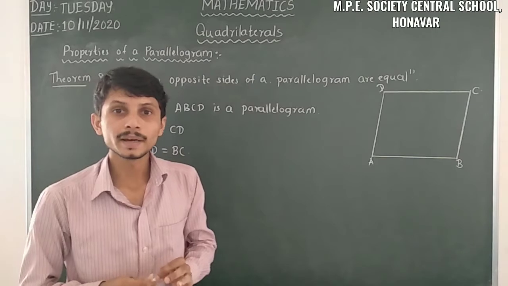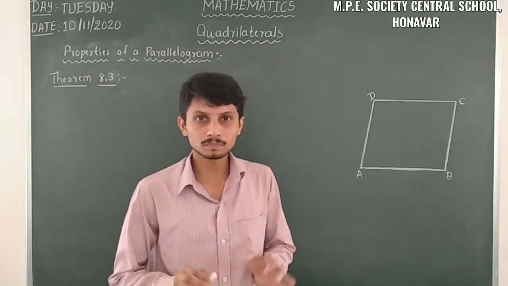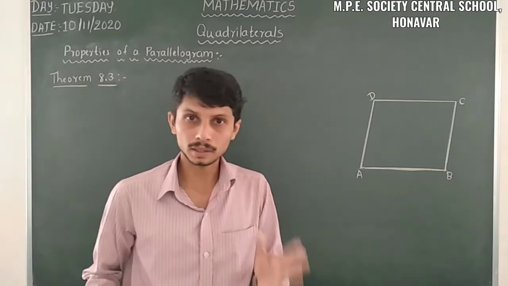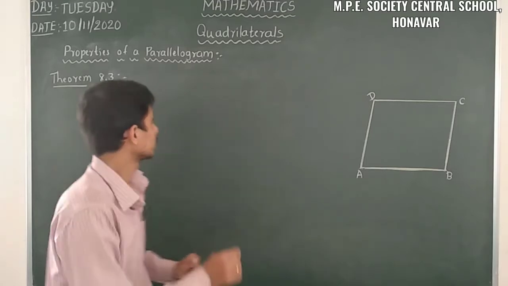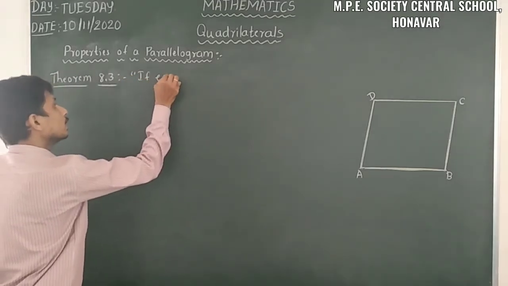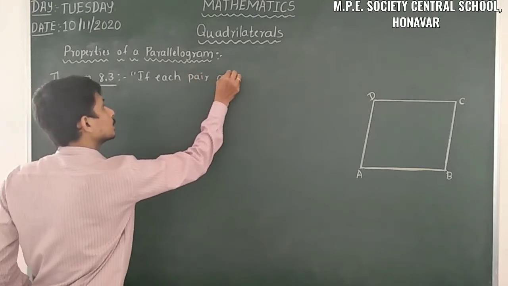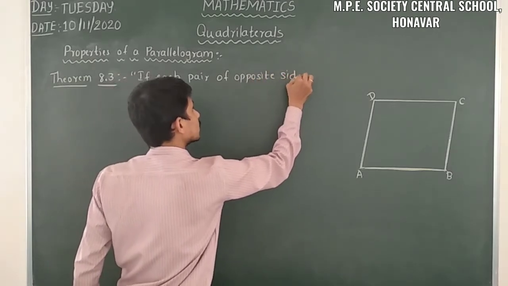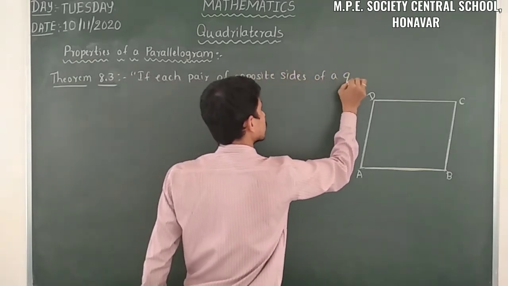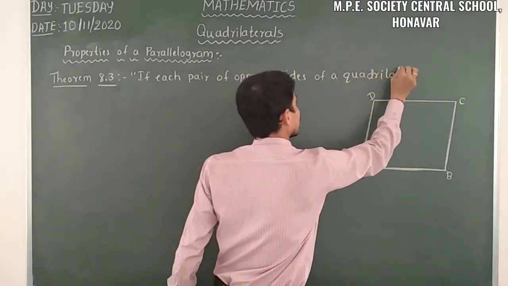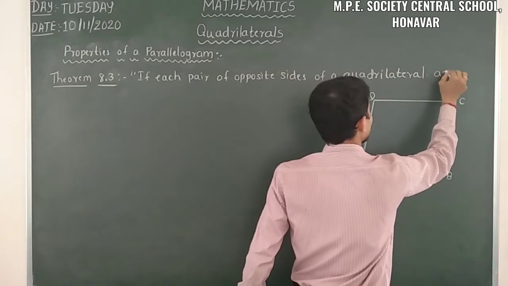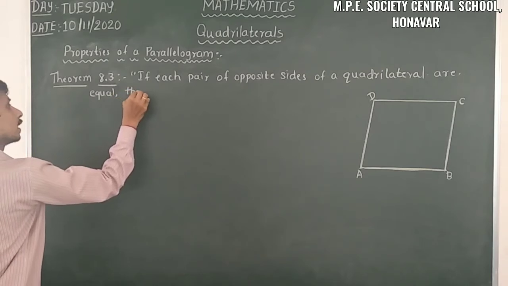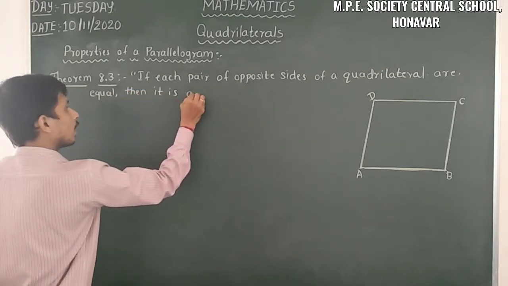So let us take theorem 8.3. The statement of this theorem 8.3 is: if each pair of opposite sides of a quadrilateral is equal, then it is a parallelogram.